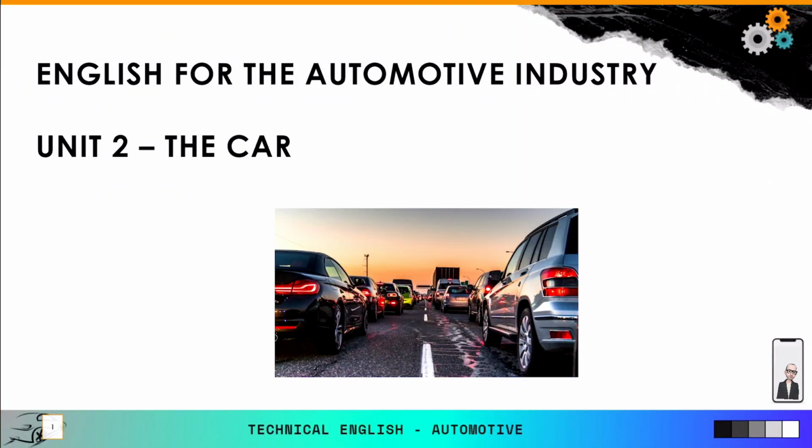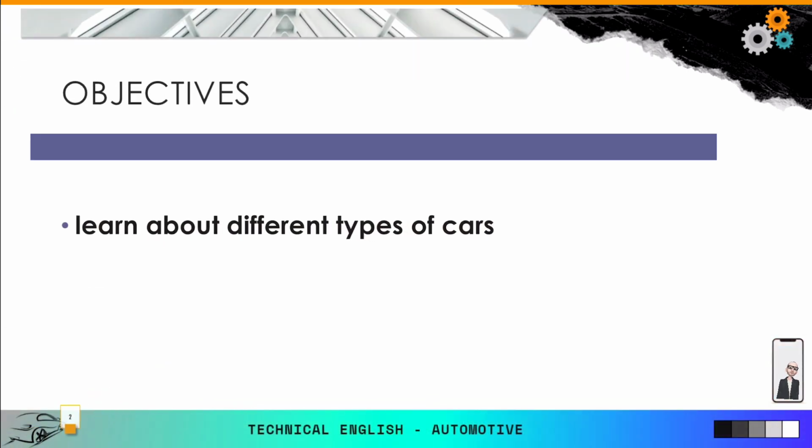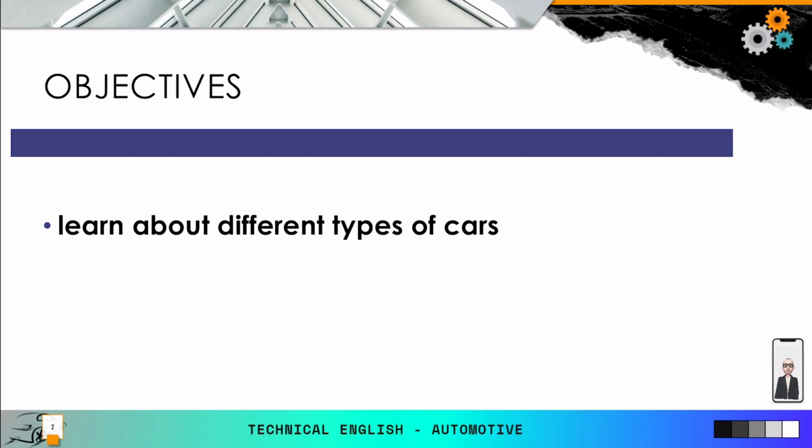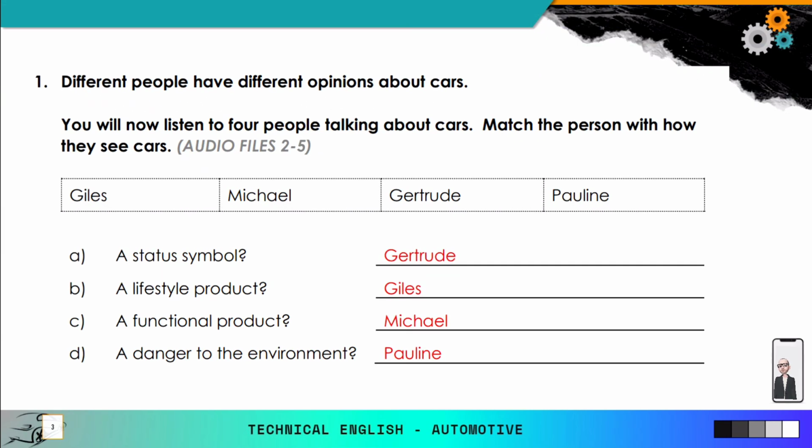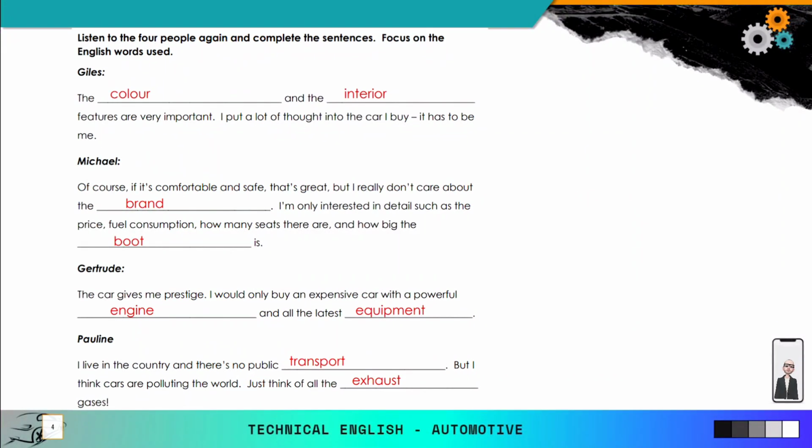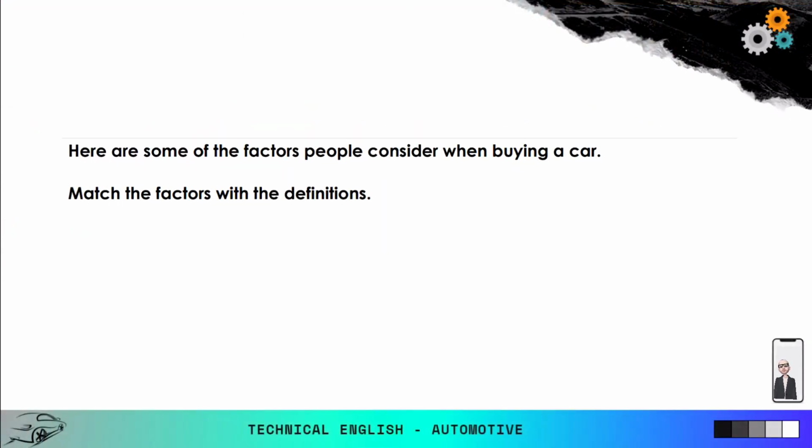English for the automotive industry. This is Unit 2. We are going to be talking about different types of cars as well as the different factors that people would consider when buying a car. This is a listening task. First, we have completed this one in class, so I'm not going to spend much time on this one.